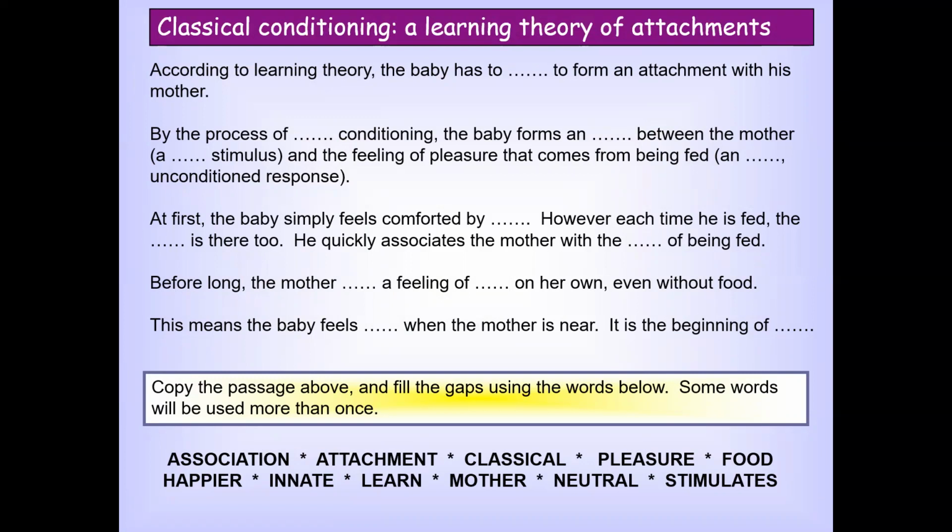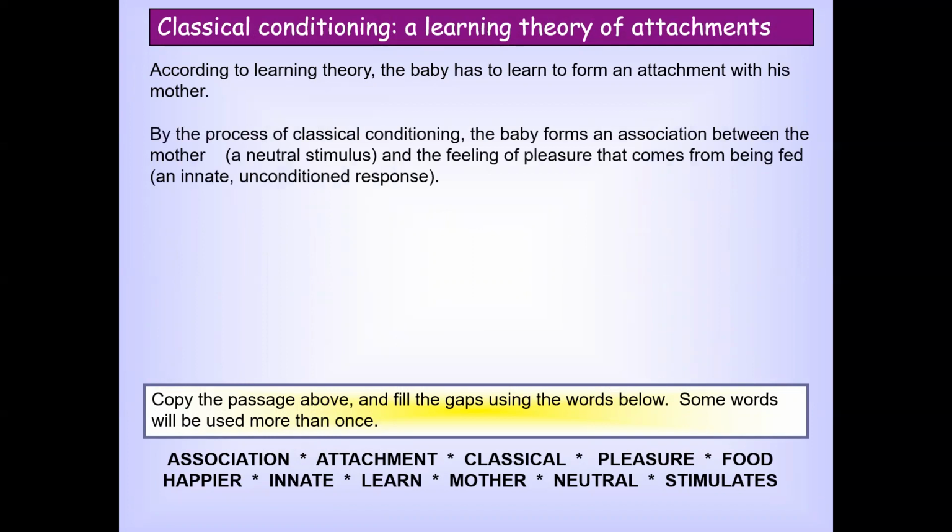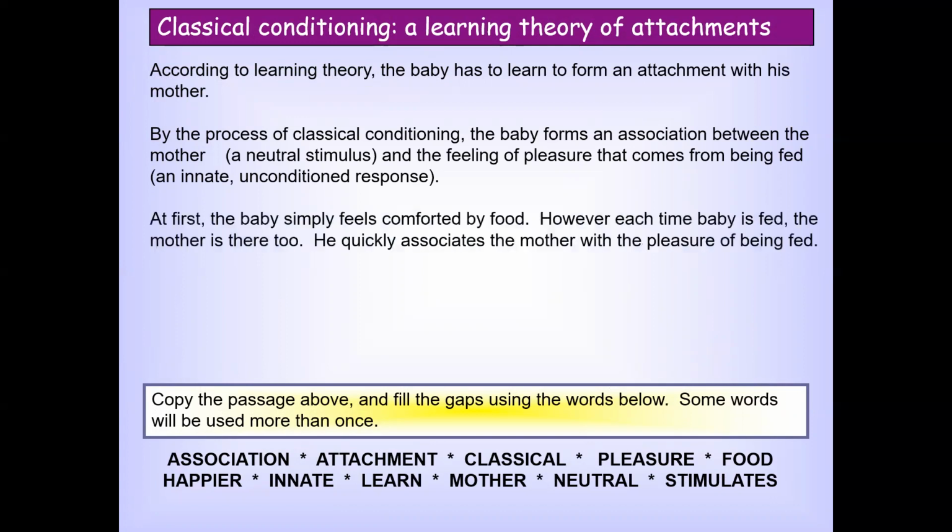Fantastic, thanks for pausing. So let's do a little bit of a check. According to learning theory, which classical conditioning is part of, and learning theory is a behaviorist approach, the baby has to learn to form an attachment with his mother. By the process of classical conditioning, the baby forms an association between the mother, which is a neutral stimulus, and the feeling of pleasure that comes from being fed, which is an innate unconditioned response. So remember, the food is the unconditioned stimulus. At first, the baby simply feels comforted by the food. However, each time the baby is fed, the mother is there too. He quickly associates the mother with the pleasure of being fed. So he's making that association.